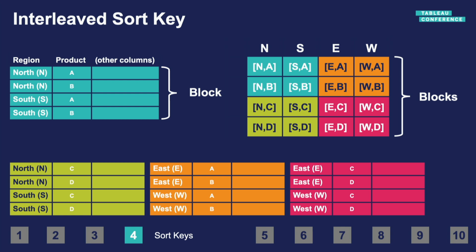Not only that, remember contiguous blocks? Well, we don't have that anymore. Look at that example. If you want product A, for example, you're going to have to find 2 blocks on the blue area and then 2 blocks on the orange area. If you want the north region, before it was contiguous, now you're looking at 2 blocks on the blue area and 2 blocks on the green area. So none of them are optimal. So interleaved is a last resort kind of thing.